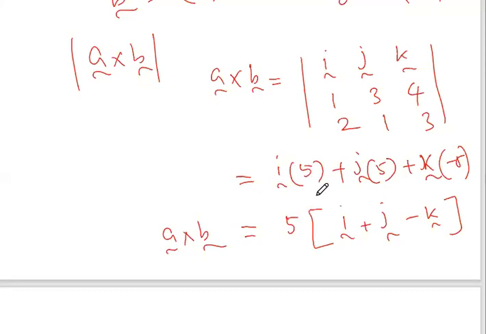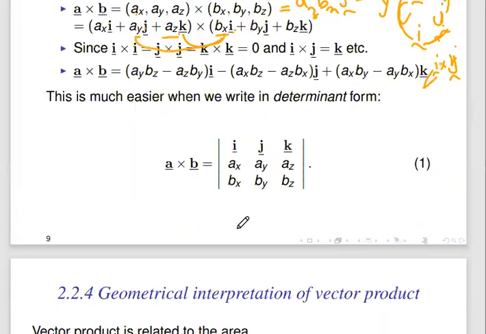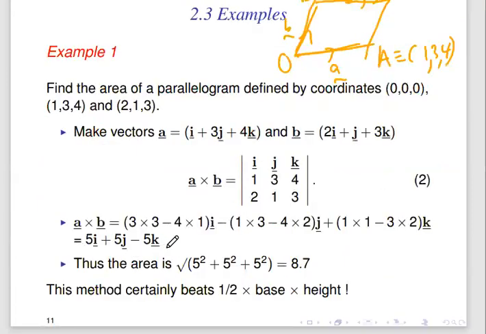The magnitude of this matrix vector. What is the magnitude? Yep, so square root of sum of squares. So square root of sum of squares is this.